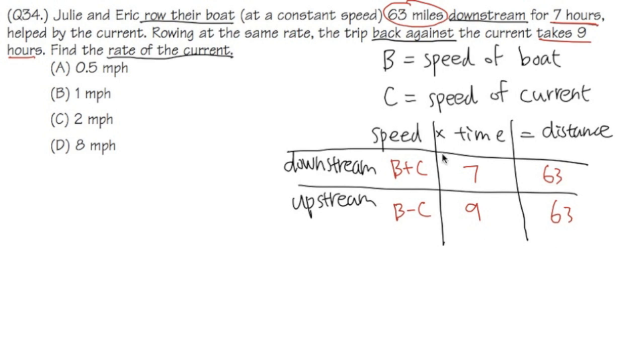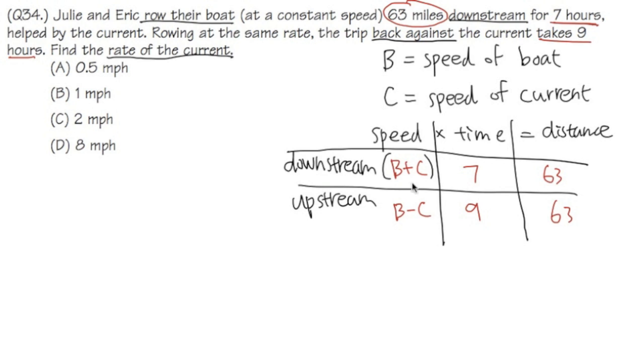And this is the chart that we need to come up with the system of equations for us. Okay, so now, how are we going to come up with the equations? Be careful with this part right here. When we want to find out the speed of the downstream, we have to first add B plus C. So we technically have to use parentheses.